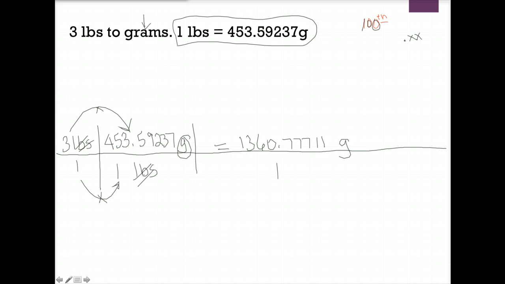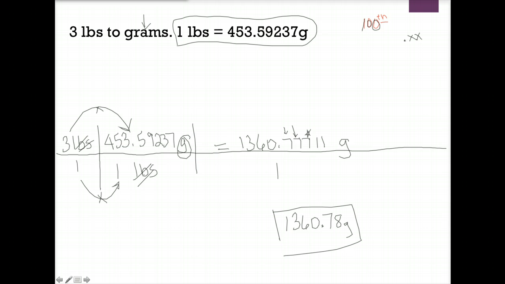Okay, so we're rounding to the nearest 100th place, so that's 10th place, 100th place. So we're going to look at this number to see if we round. 7 is above 5, so it's going to round this one to an 8. So our answer is going to be 1360.78 grams.